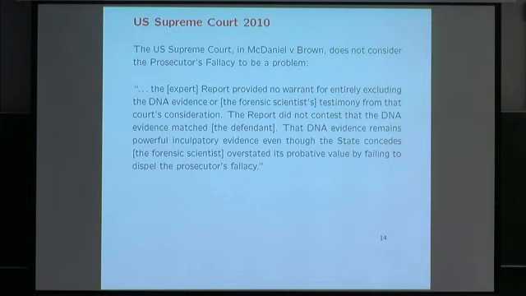The only case that I'm aware of in the US where the prosecutor's fallacy went further than the trial court and resulted in an initial overturning of the conviction was, I think, Nevada versus Brown. It went to the Supreme Court. The Supreme Court upheld the conviction. They said that the forensic science expert's report, and I think Bill was part of an amicus brief, provided no warrant for excluding the DNA evidence because the report did not contest that the DNA evidence matched.